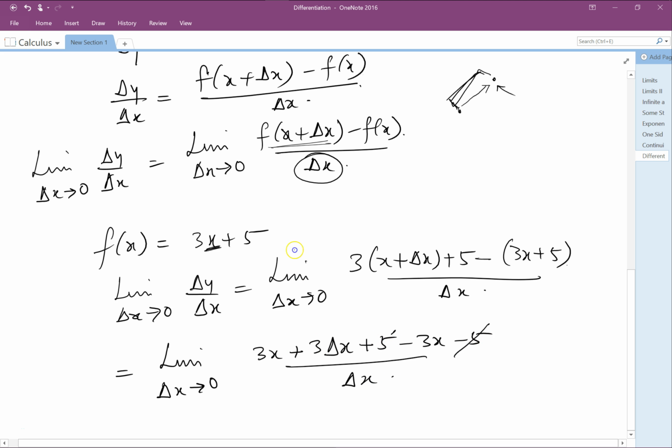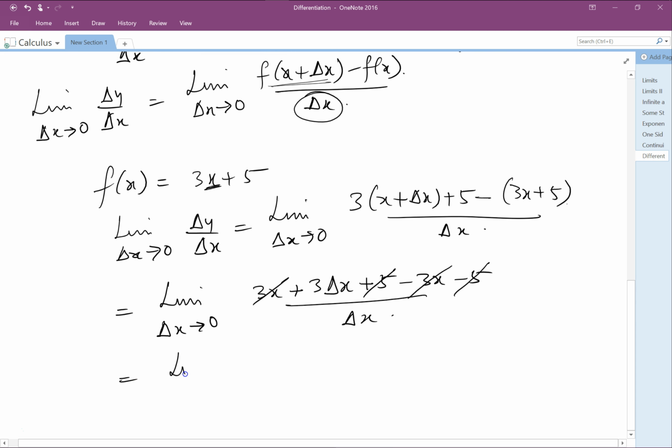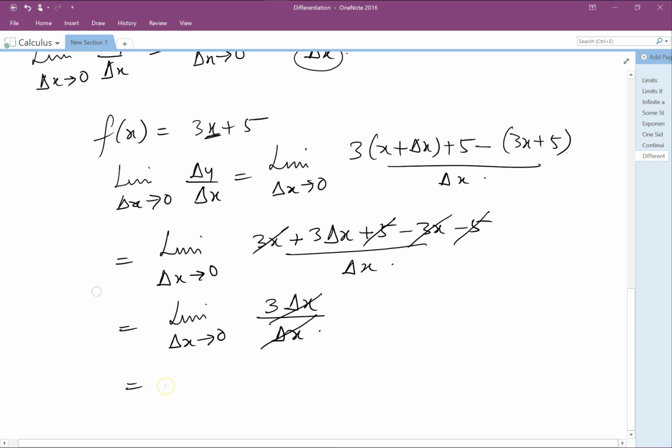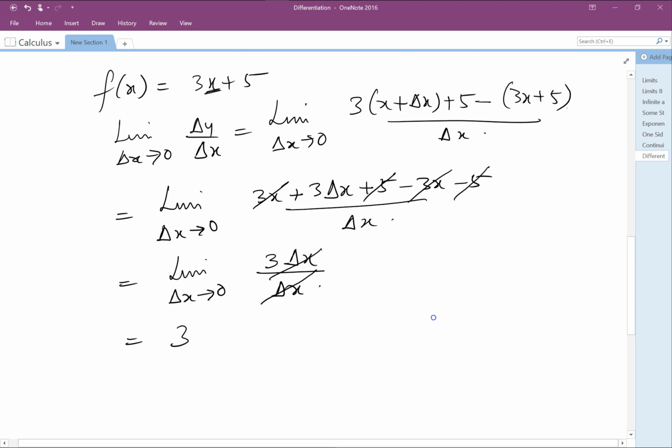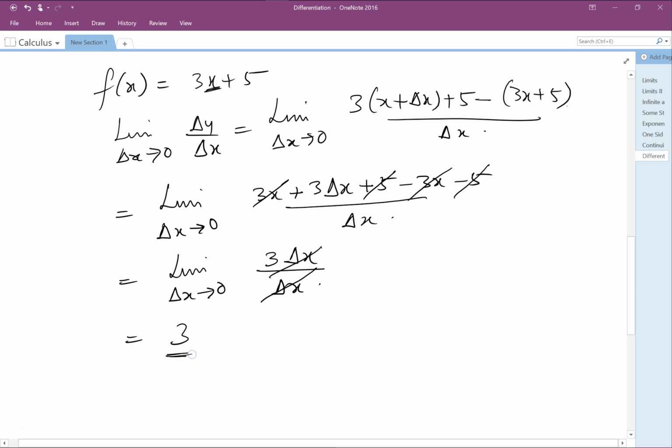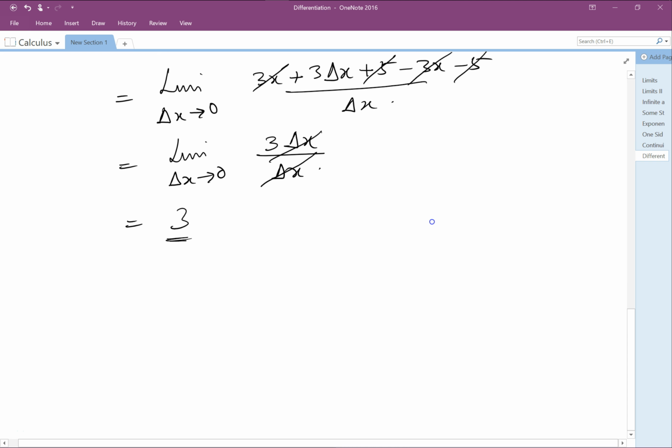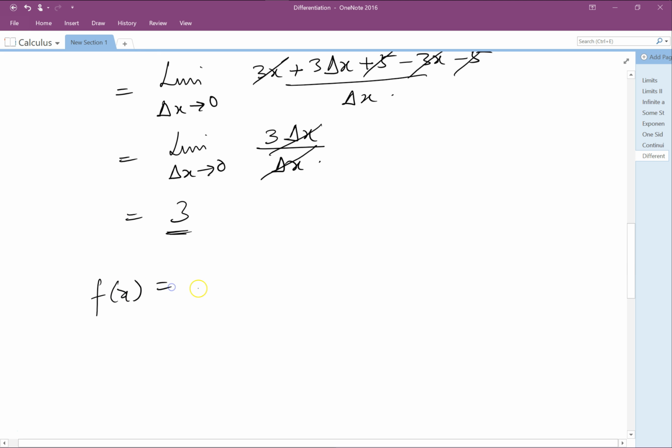Here minus 5, 5, and 3x minus 3x get cancelled. So limit as delta x approaches 0, we are left with 3 delta x by delta x. Delta x gets cancelled. Now we take the limit. Since delta x itself is not there, it doesn't matter even if we make it 0. So even if we make it 0, it becomes 3. Or in other words, since it is a constant, the rate of change throughout this function is 3. Okay, let's look at f of x equal to x square.